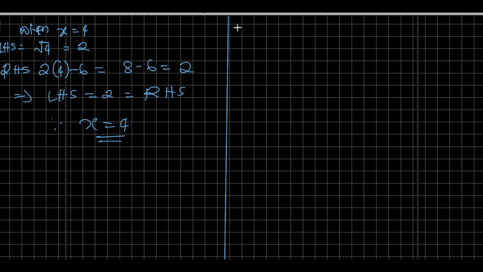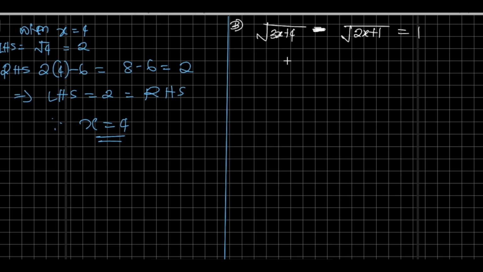Okay, example 3. Solve this equation: square root of 3x plus 4, minus square root of 2x plus 1, equals 1.